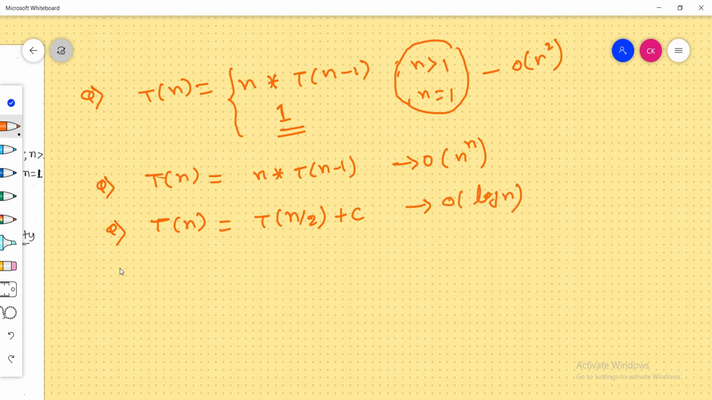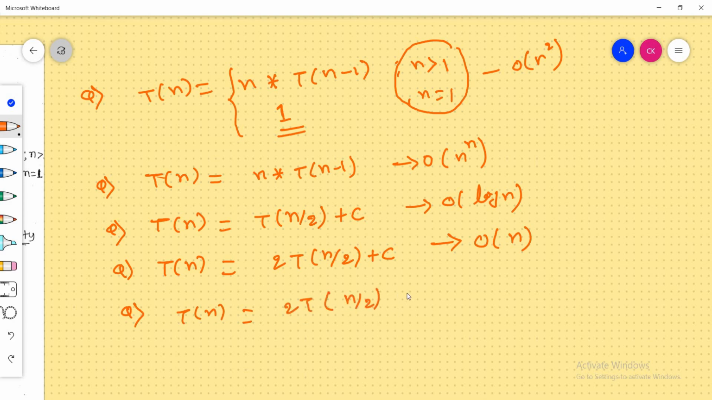This is log n. And then the next question is T of n is equal to 2T of n by 2 plus some constant c, so its time complexity is order of 1. You please solve all the questions and try to match the answers. Next question is T of n is equal to 2T of n by 2 plus n, and its time complexity is order of n log n.